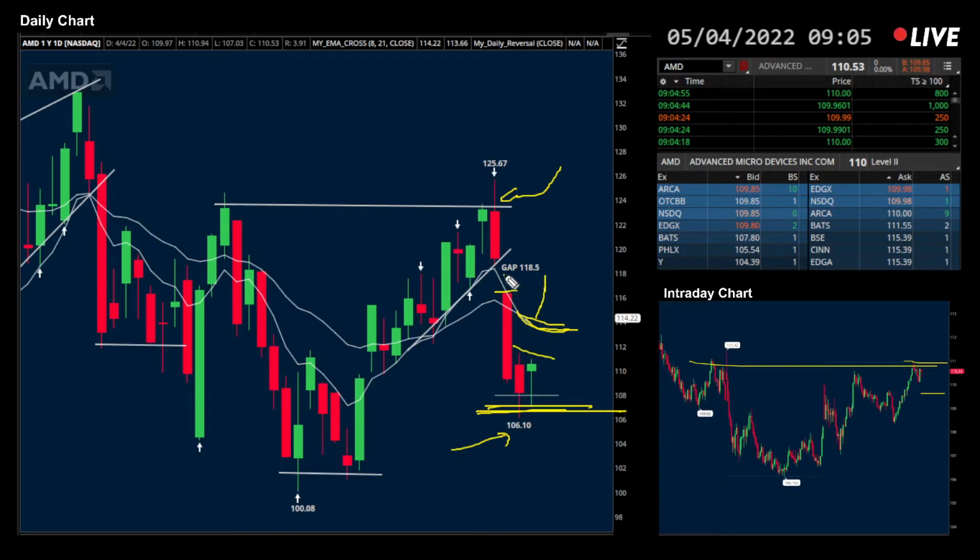This gap starts filling at 118.5. That's the gap to fill, but we need to see it. Bear case, I believe that we can spend some time here in consolidation. Bear case needs below 106, Friday lows, and the target should be around $99, $100. So also to keep on watch.